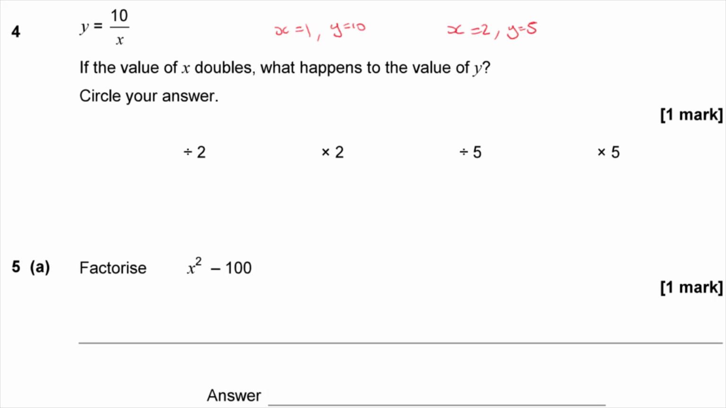So you can see from here to here, my value of x has doubled. And from here to here, my value of y in the same time has halved. So it's going to be that one there, divided by 2.